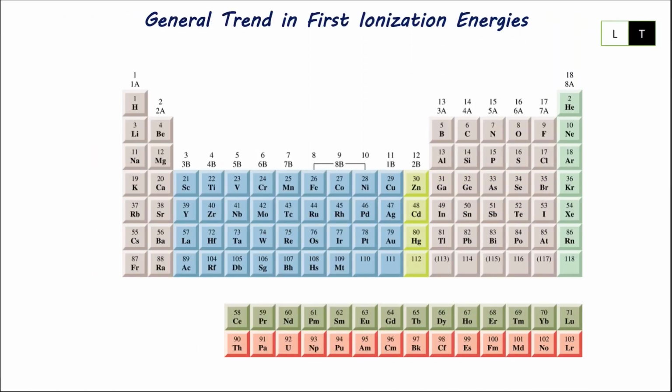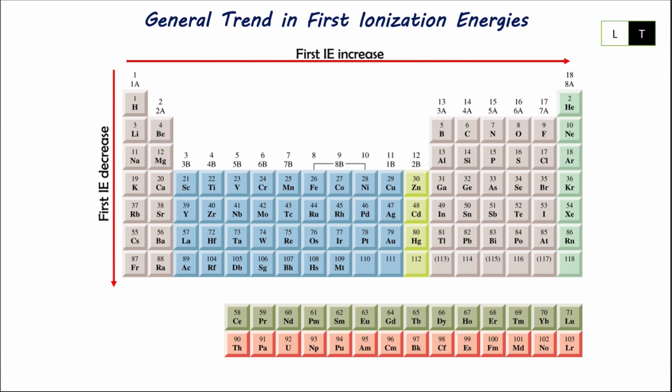So for the general trend of first ionization energy, going down the group, first IE decreases, and across the period, first IE increases. So this is the general trend for first ionization energy. I hope you are clear on how to describe this for a specific element using LAYOUT PIZZAS or SAS.